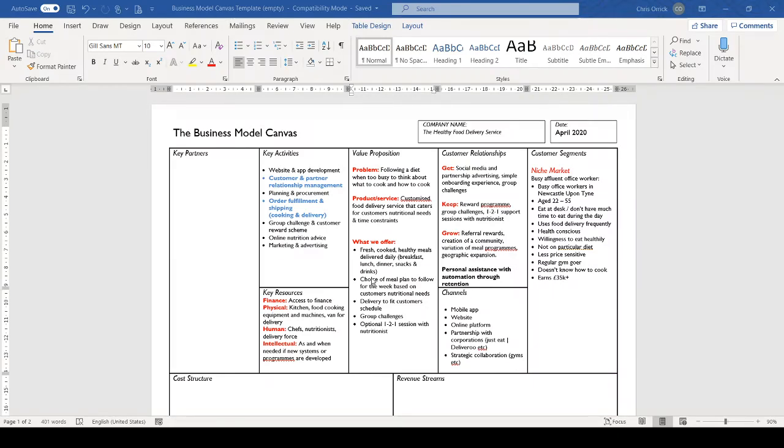So on the face of it, key resources is a really small box. It's really important, as all of them are. Take your time if you can. Whilst you can probably get through this business model canvas in half an hour to an hour, the more time and effort you put in, as with most things in life, the better outcome you're going to get.